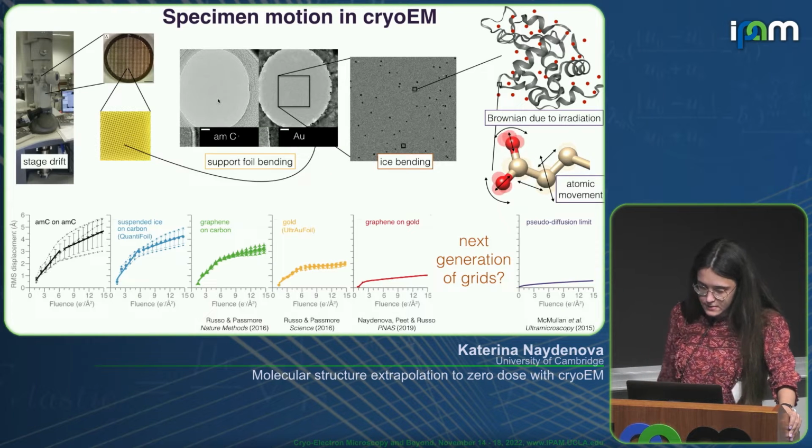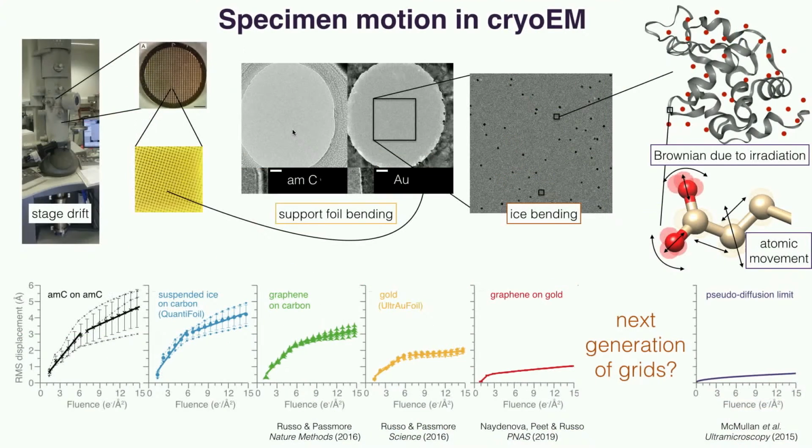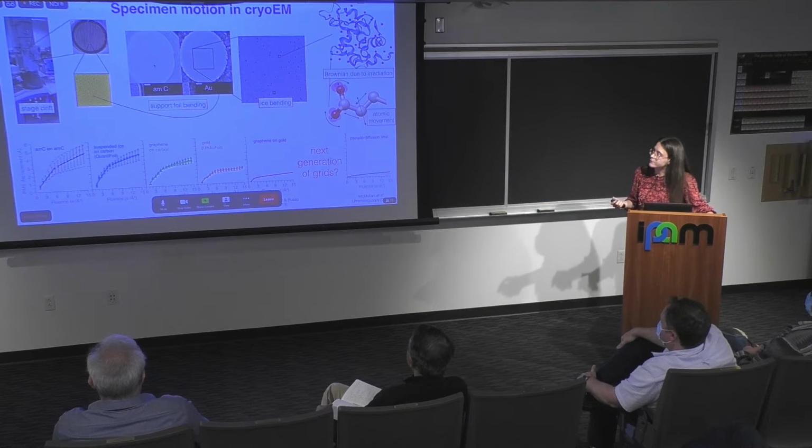So to be able to address it, I guess we need to briefly talk about what types of specimen motion we see in cryo-EM. I'm just going to go through this basic stuff very quickly so we're all on the same page. So we have a stage drift, which is a time-dependent, fluence-independent phenomenon, which with the more stable microscope stages and fast electron detectors is now very easy to account for. So this is not really a problem for us.